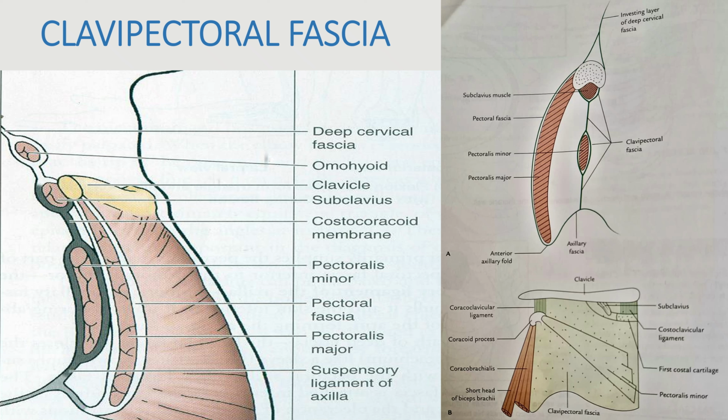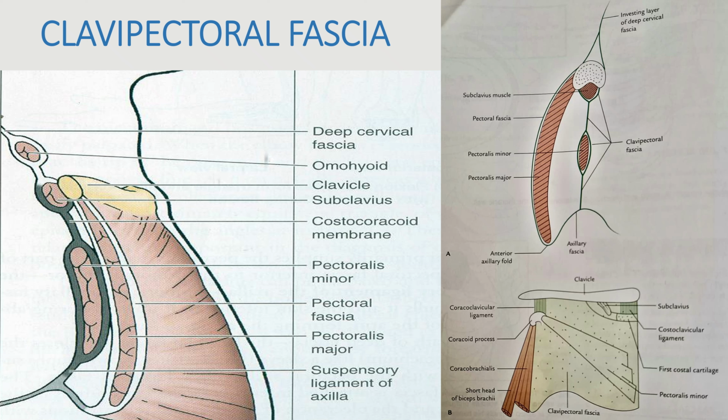Now, extending below, the clavipectoral fascia would again split in order to enclose the pectoralis minor muscle. After enclosing the pectoralis minor muscle, it would again fuse and become one and continue downward as the suspensory ligament of axilla. The suspensory ligament of axilla would become attached to the dome of the axillary fascia, and it would keep the dome of the axillary fascia pulled up and maintain the concavity of the axilla.